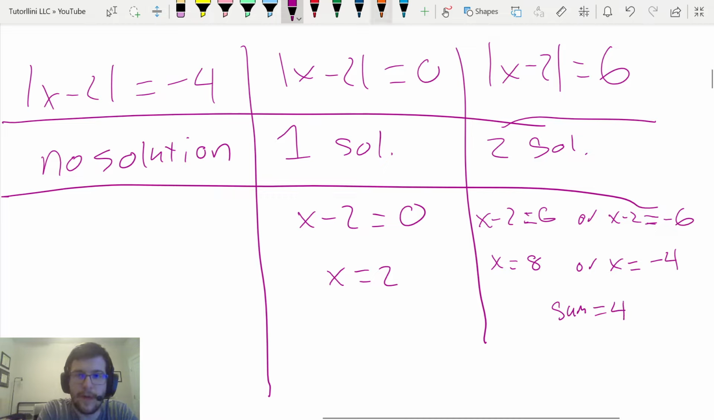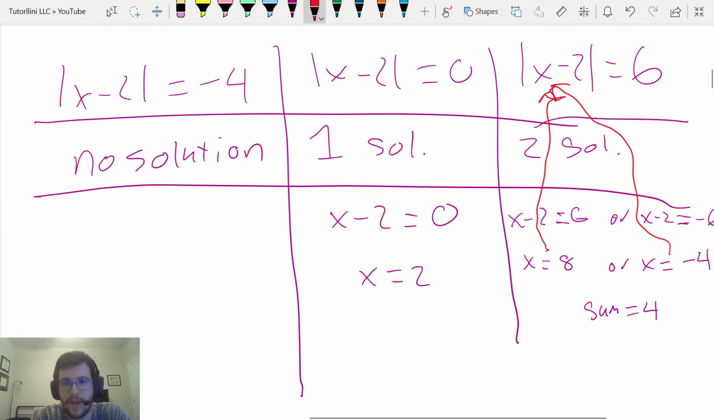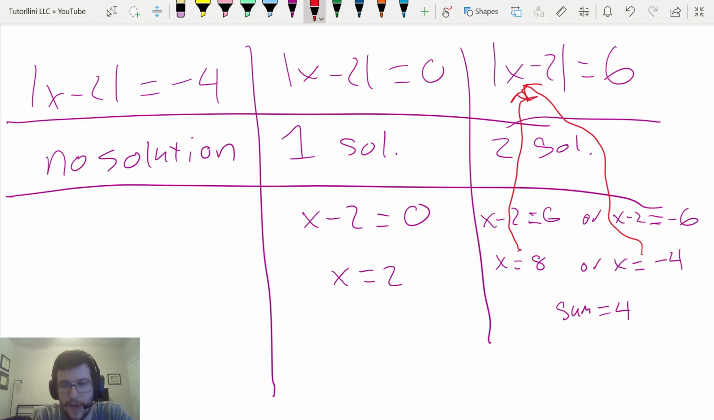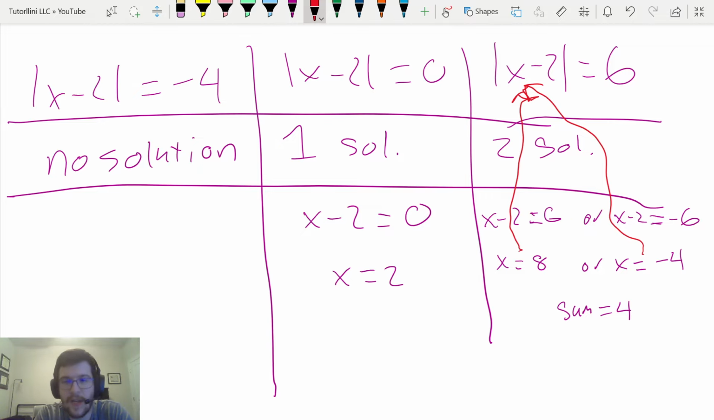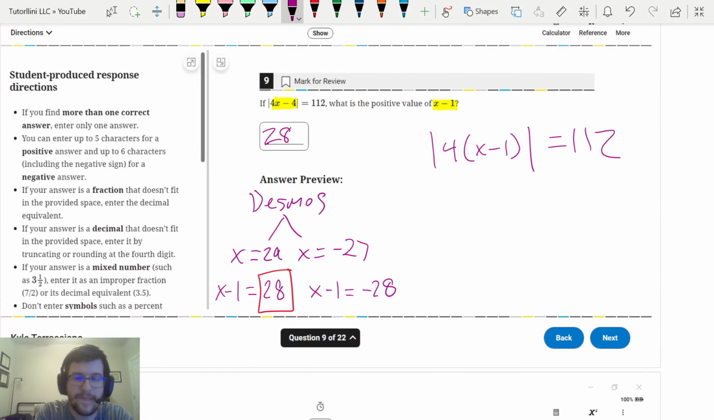I would always go back, especially on these ones, and plug it back in just to make sure it works. So 8 minus 2 is 6, absolute value of 6 is 6. Good. -4 minus 2 is -6, the absolute value of -6 is 6. Good. So make sure you understand this table so that you know how to solve all the different types. Again, if all they ask for is x or something else, you can just type it in Desmos and get the answer, as we just saw.